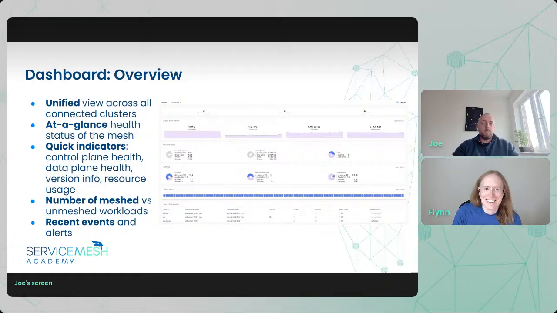I was just going to say, I think for reporting as well, and compliance, it can be quite important because you need to be showing evidence that the pods that need to be meshed are meshed. And again, in the overview page, we've got recent events as well, so you can get a quick snapshot of what's been happening lately.